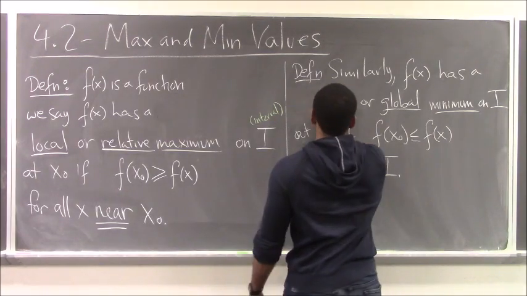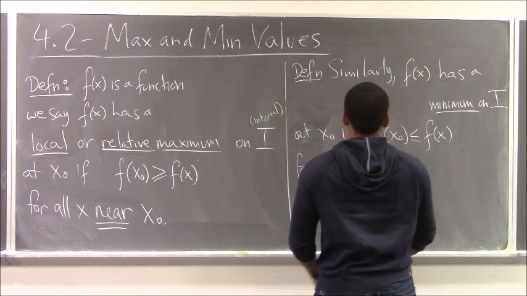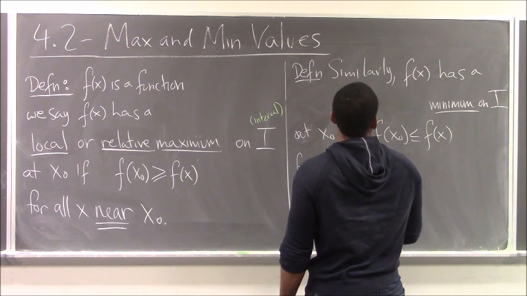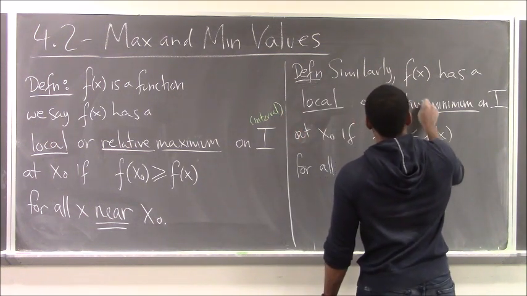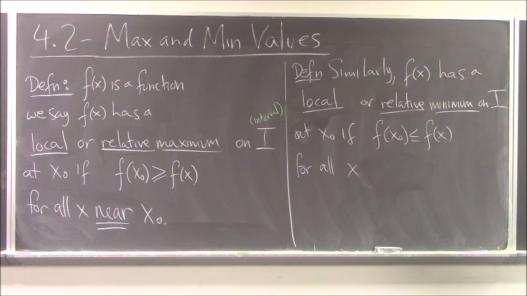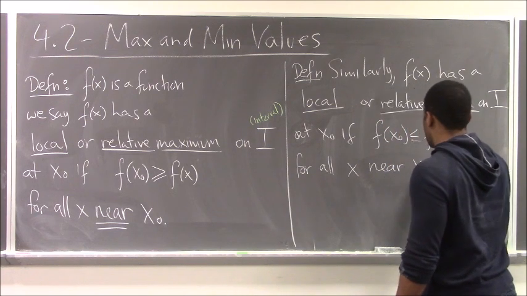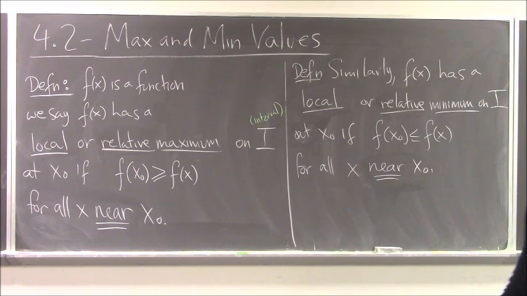Similarly, f has a local or relative minimum if f of x naught is less than or equal to f of x for all x near x naught, near being the operative word here. So pause the video, make sure you copy that down, and we are going to move forward in 3, 2, 1.